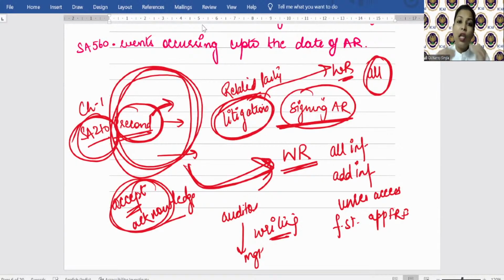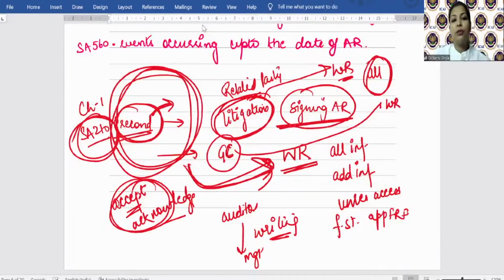बिकॉज अनलेस एंड अंटिल मैनेजमेंट गिव्स इट टू मी इन राइटिंग, हाउ कैन ऑडिटर बी श्योर दैट वेदर ऑल इंफॉर्मेशन हैज बीन रिसीव्ड और नॉट? मैनेजमेंट गोइंग कंसर्न है ना कंपनी का, इसके लिए एक रिटन रिप्रेजेंटेशन दे दो मेरे को, है ना? मैनेजमेंट रिलेटेड पार्टी ट्रांजैक्शन से रिलेटेड आपने मेरे को सारी ट्रांजैक्शंस बता दी है, ये भी आप मेरे को लिख के दे दो, है ना? So auditor may ask for a number of written representations from the management.